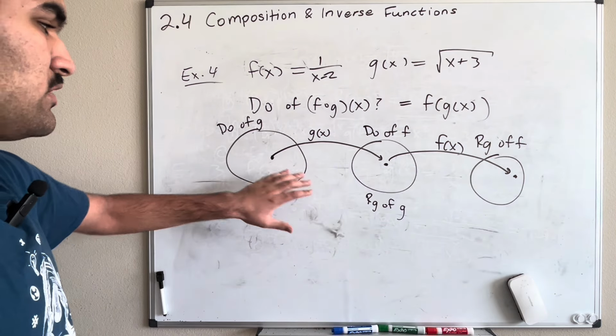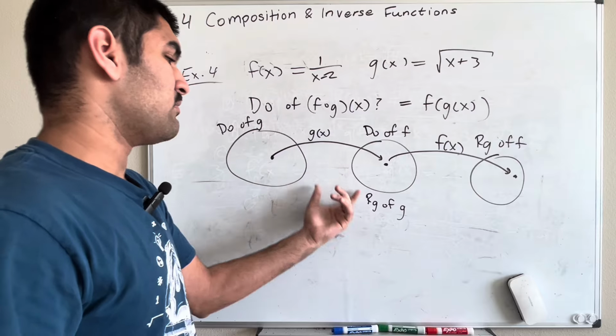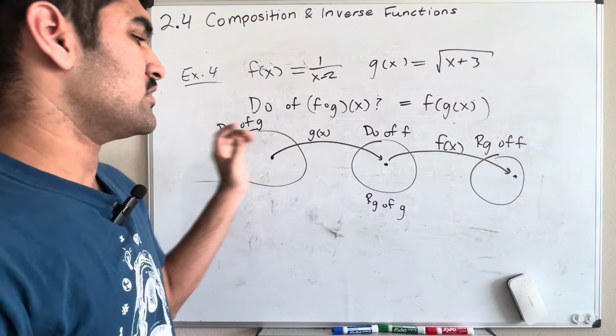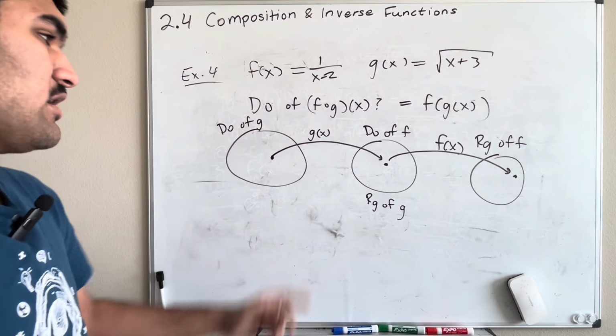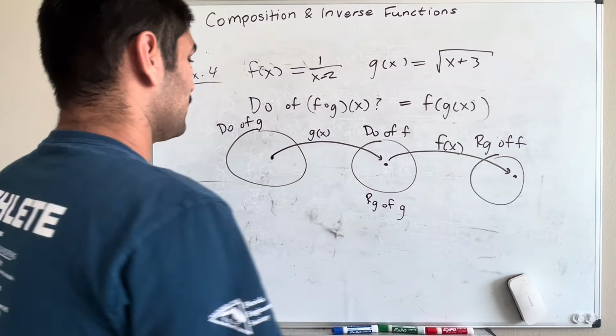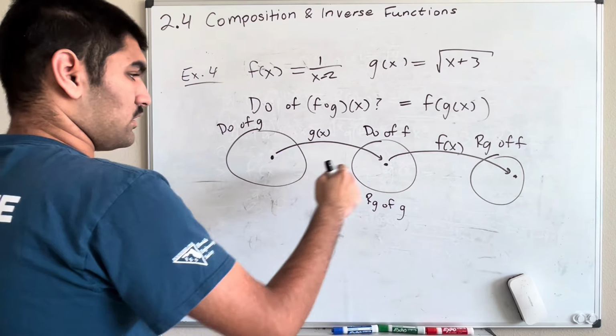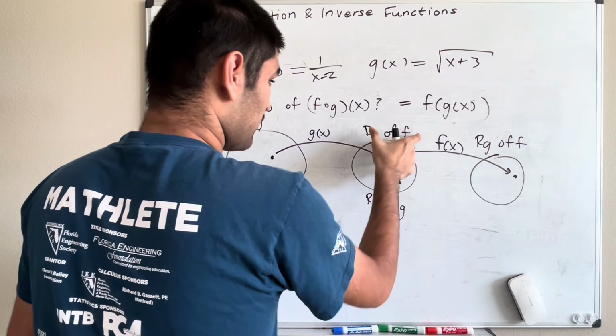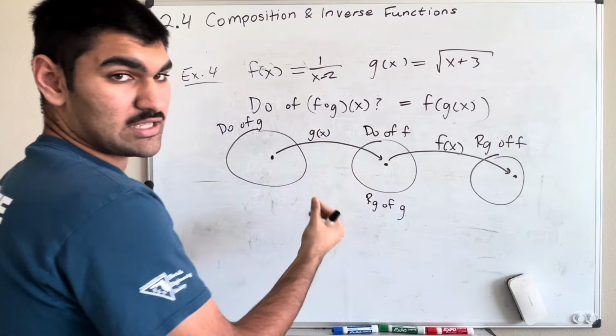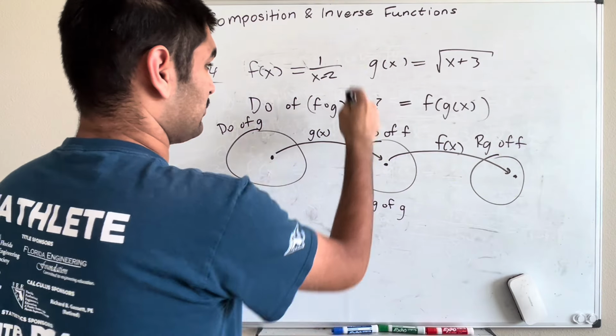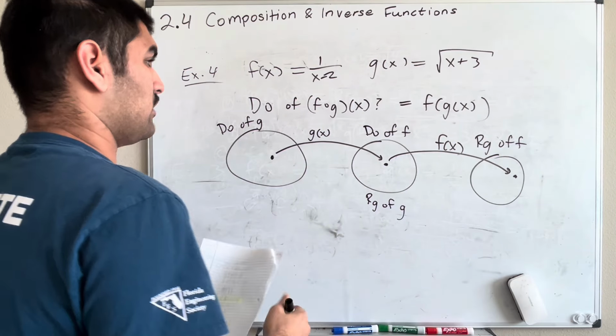I just want to make sure that this is really clear, because this is fundamentally how we determine the domain. It's just using this idea right here. The range of g and the domain of f have to match. That's the key realization in order to figure out what the domain of these functions are.